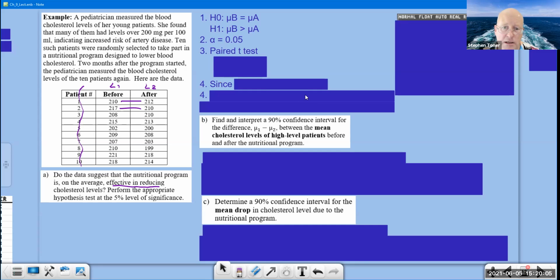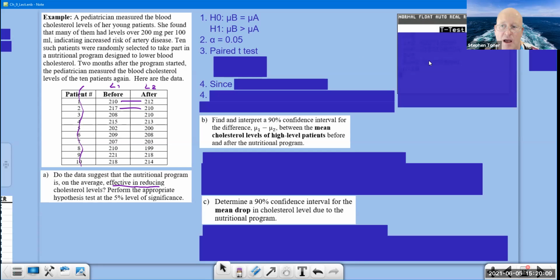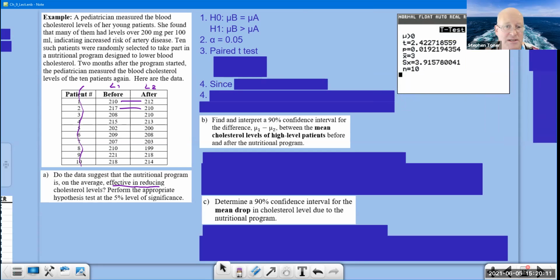So on my calculator, I'm going to go over to the top of list 3 and fill in the differences. I'm going to go L1 minus L2 like we did on the last problem. And I'm going to run a t-test on L3 with mu 0 equals 0. And here are the values that you get.